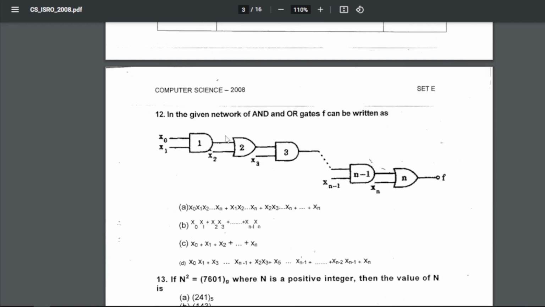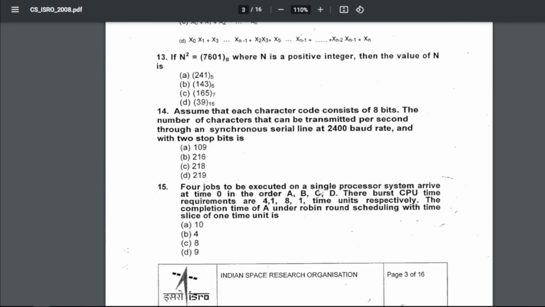Next question is, in the given network of AND-OR gate, f can be written as what? So if you solve this, you will get the answer as A, that is in the given network of AND-OR gate, f can be written as x0 x1 x2 up to xn plus x1 x2 up to xn plus x2 x3 up to xn and so on and so forth till xn.